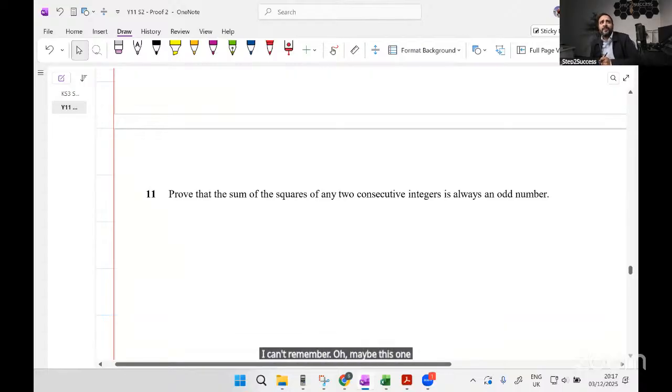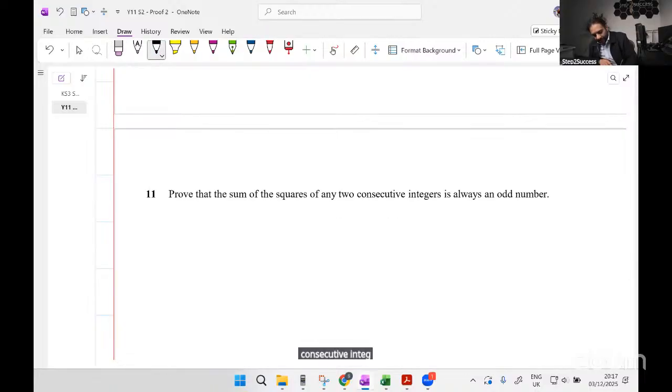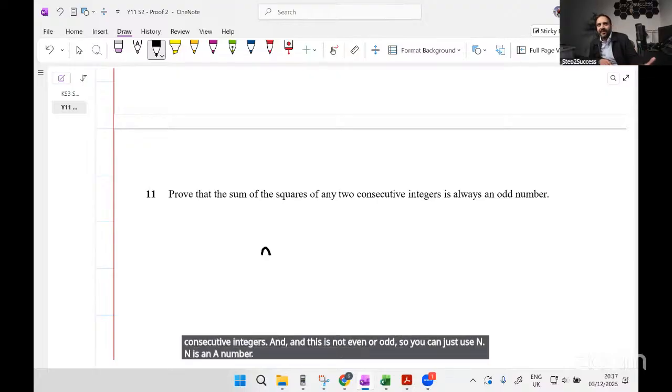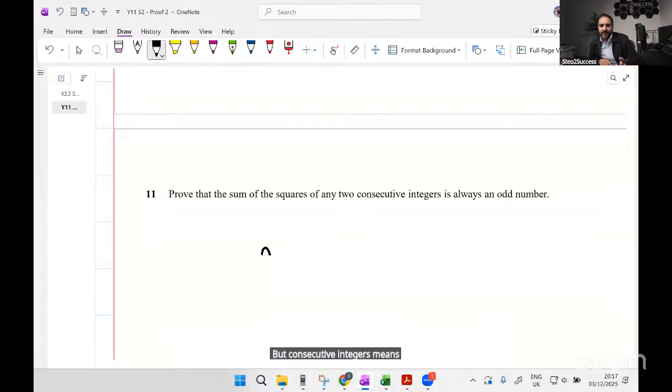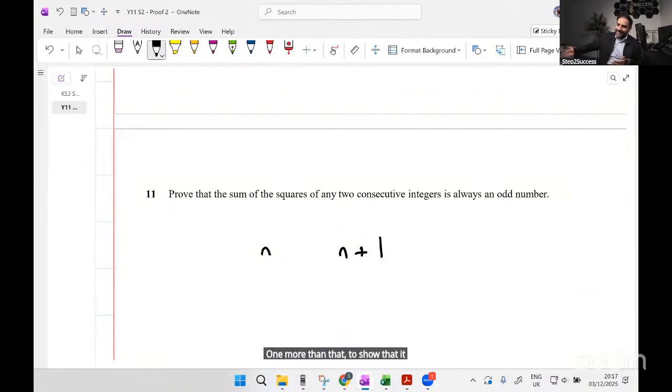Prove that the sum of the squares of any two consecutive integers, n, and this is not even or odd, so you can just use n. N is a number. But consecutive integers means the numbers that are next to each other. So I'm going to have one more than that to show that it's the consecutive number. It's one more than it. The sum of the squares, so we need to square them and sum them. So that's what we need to write down.